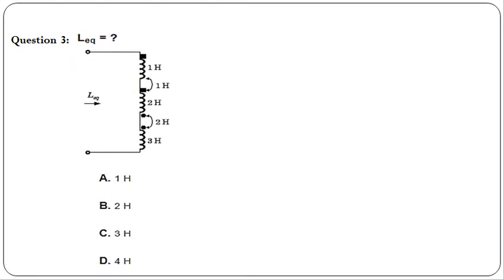Now in this question we have to calculate the value of L equivalent. Here 3 coils are given and they are mutually coupled with respect to each other. This is 1 Henry, it is L1, this is 2 Henry, so this is L2, and this is L3. The first coil L1 and L2 are mutually coupled and the value of the mutual inductance is 1 Henry, and also the second coil, that is L2 and L3, are also mutually coupled and the value of mutual inductance is 2 Henry.